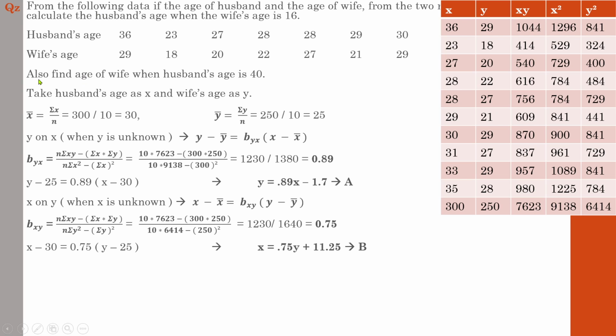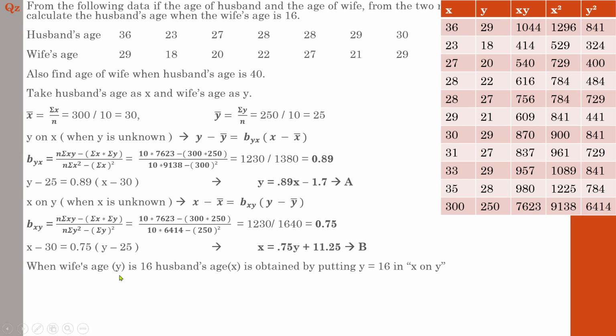And this one is for finding the age of wife. Here the age of wife is assumed to be y. So this one is used to find the value of wife. Anyway, we have to use both equations for finding the age of husband as well as the age of wife. So let us deal with all this part.